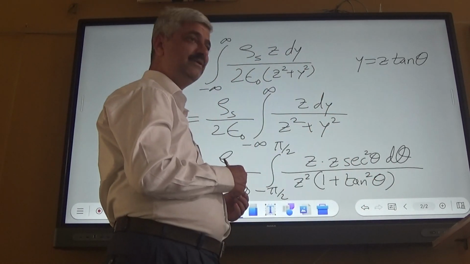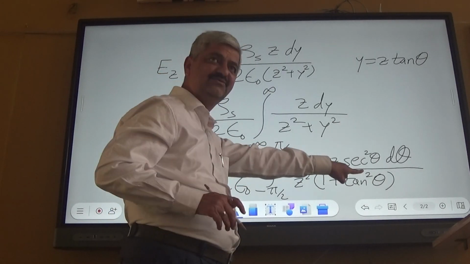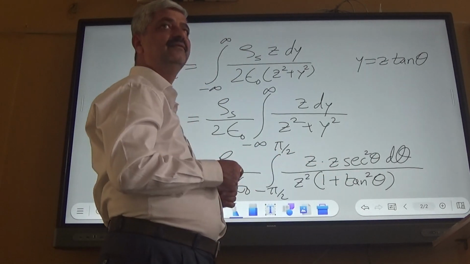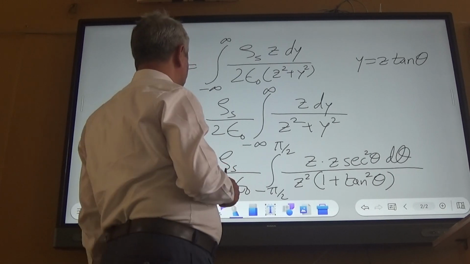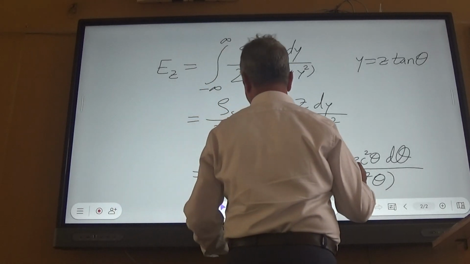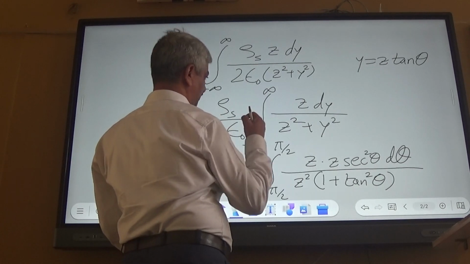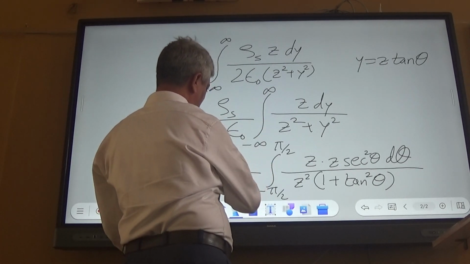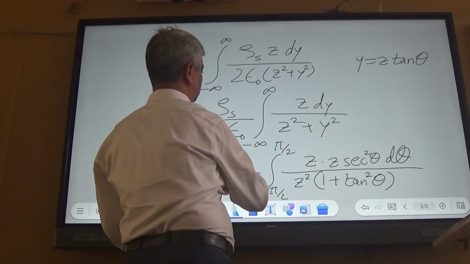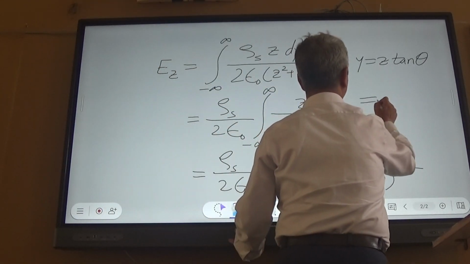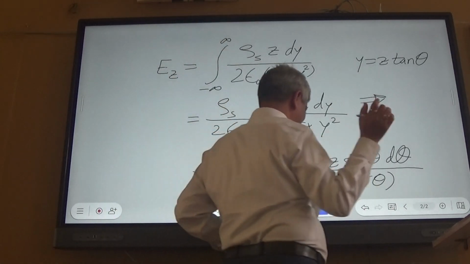Is it right? So what happens? Z gets cancelled out. 1 plus tan square, so it is simply d theta. D theta, right? So it comes out as rho s. I think we made a small mistake.